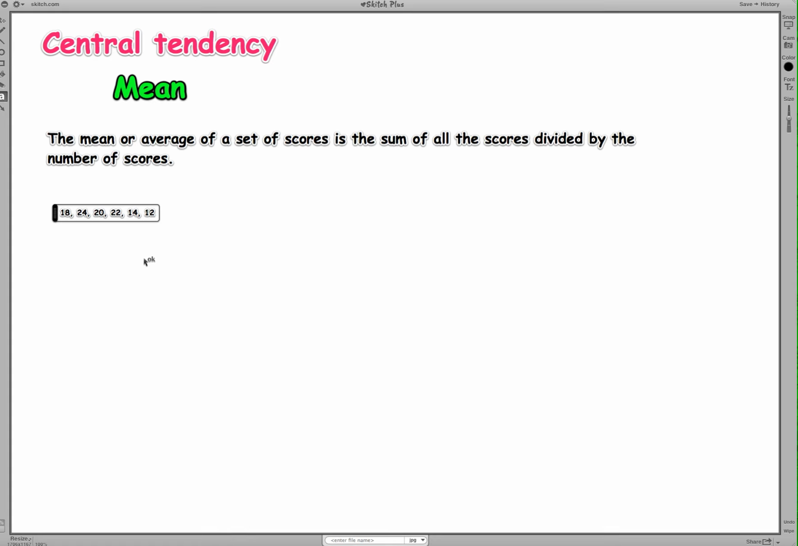To do that, we first need to find the sum of all the scores, and then divide that number by the number of scores that we have. A good way to start when you're working out the mean is to write down the formula. So the formula is: mean is equal to the sum of scores divided by the number of scores.